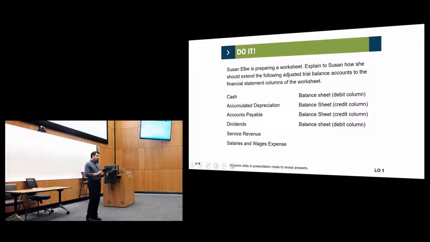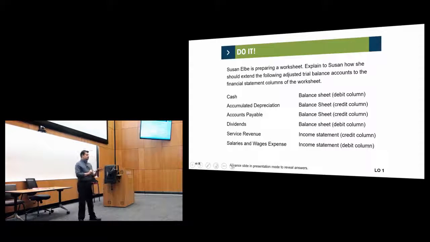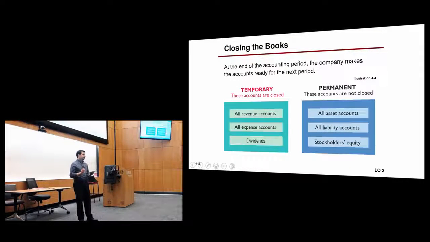Okay? Now service revenue. Revenue, immediately, income statement. So it goes on the income statement columns. Which column? Debit or credit? Credit. Revenues, they go on the credit side, the credits. What about salaries and wages expense? Also, income statement and on the debit side. Any questions? Any questions about that?